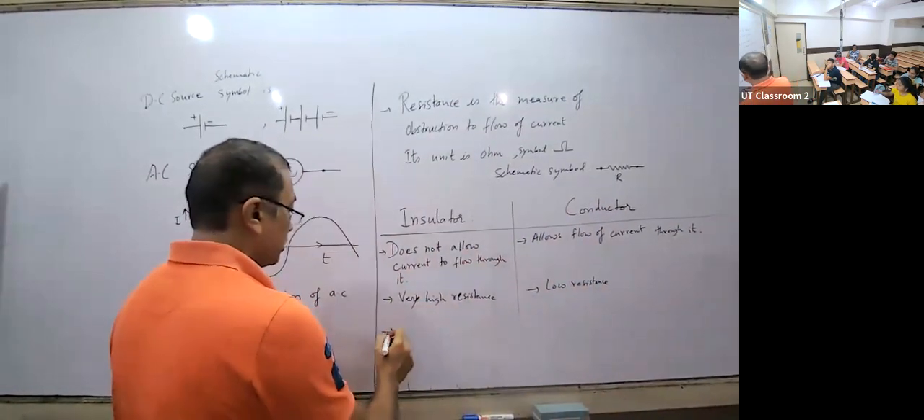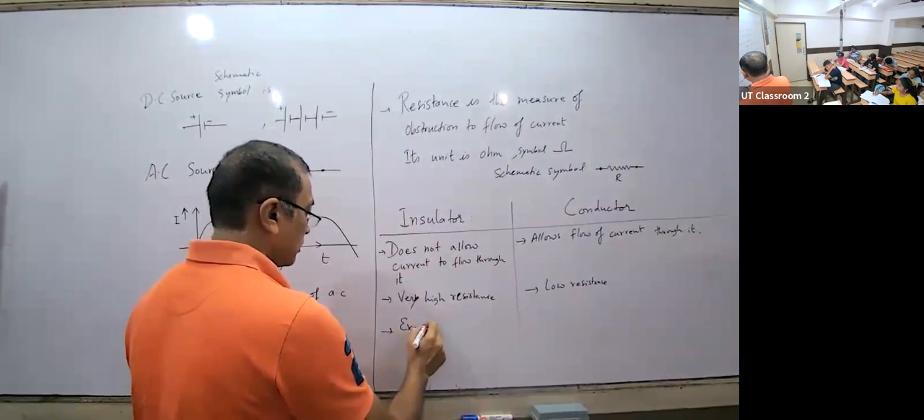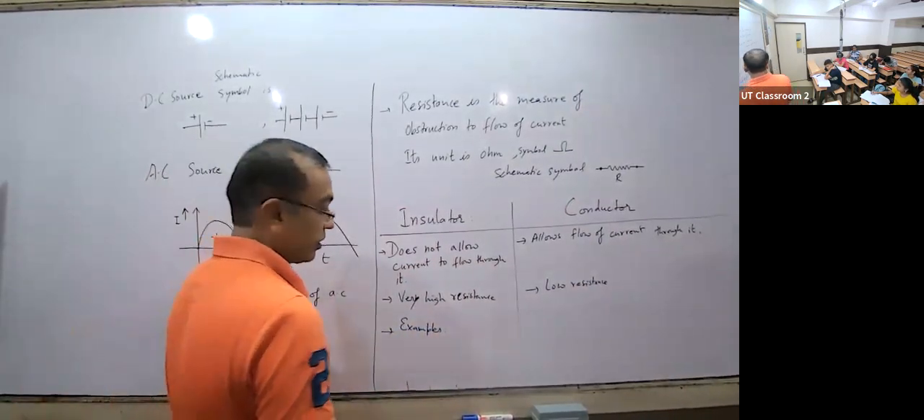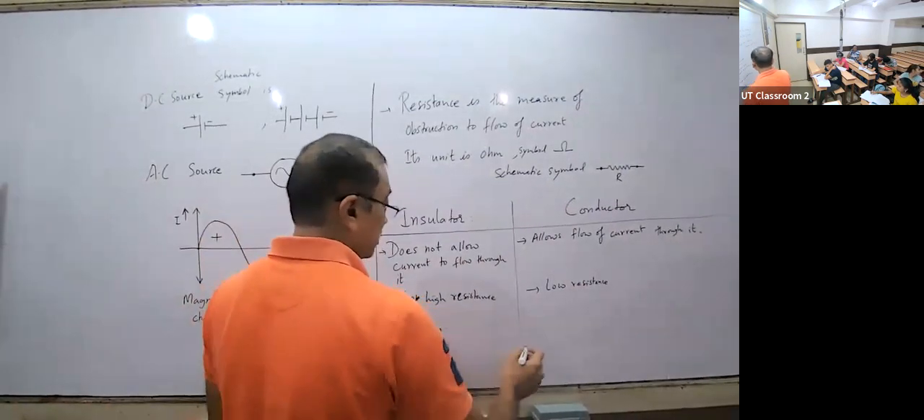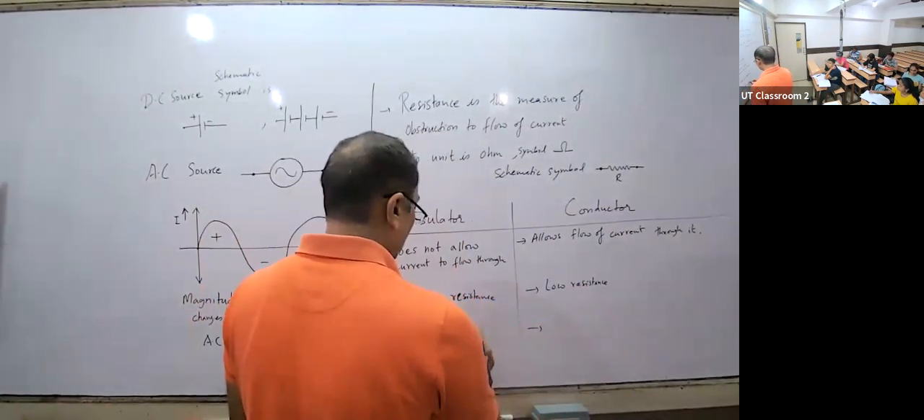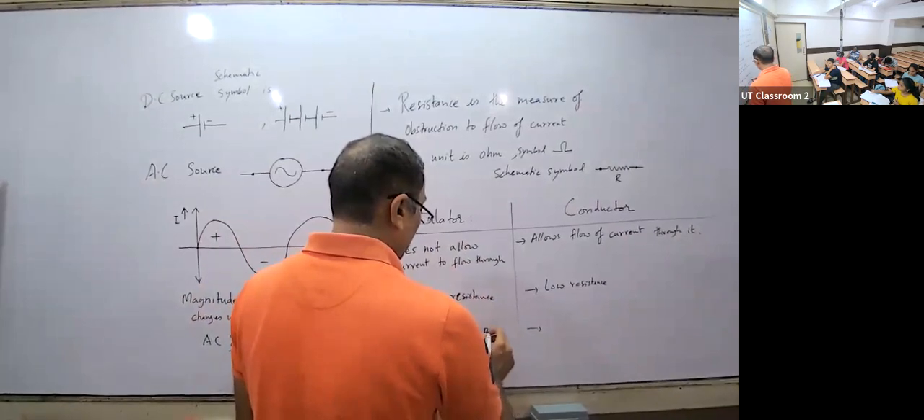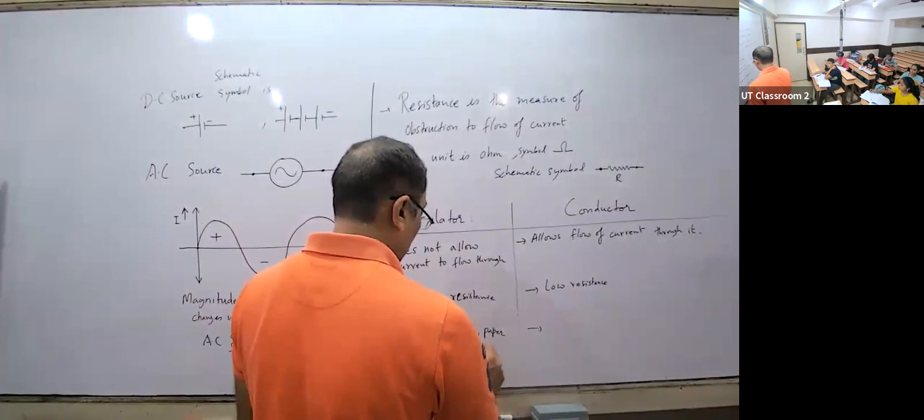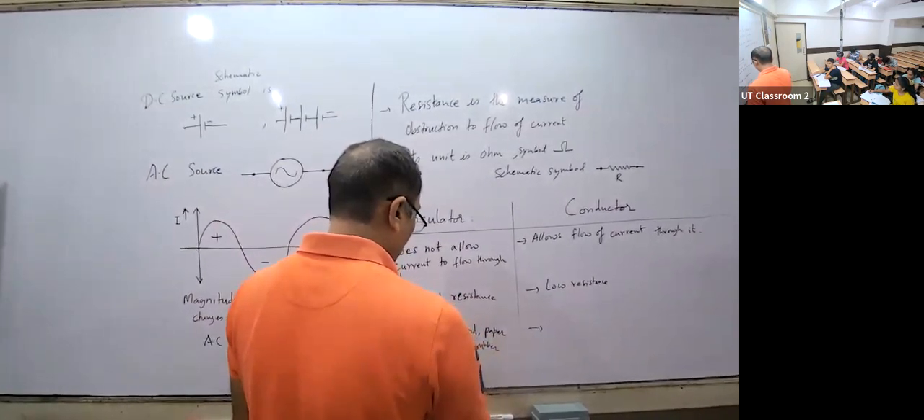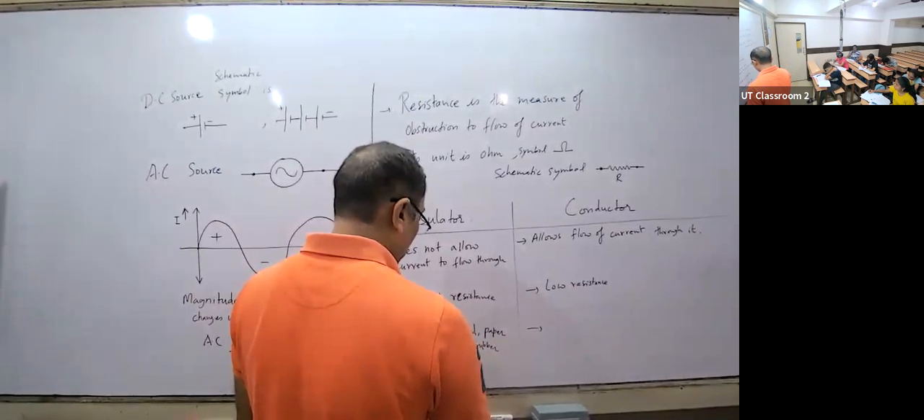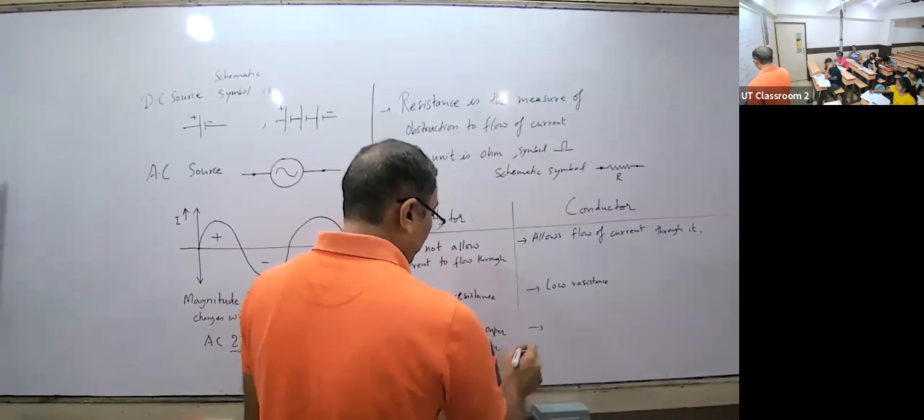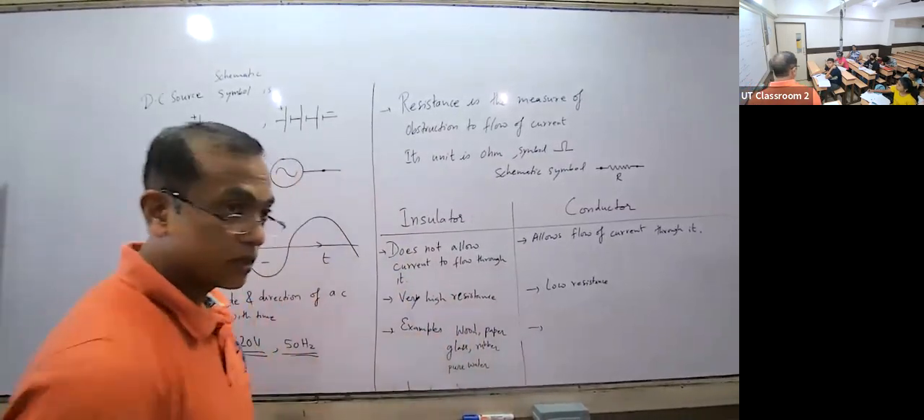Okay, what are the examples? Paper, glass. Yeah, so you can write the examples. So wood, paper, glass, rubber, pure water. Is it written pure water or just water? Pure water. Yeah, it has to be pure water. Because impure water conducts. Okay?